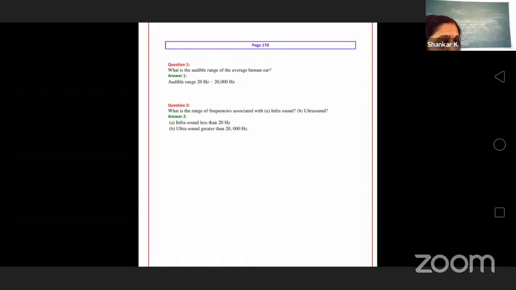The next question is, what is the range of frequencies associated with infrasound and ultrasound? Infrasound means sound of less than 20 hertz. Sound of more than 20,000 hertz is ultrasound. Examples have also been given for that.